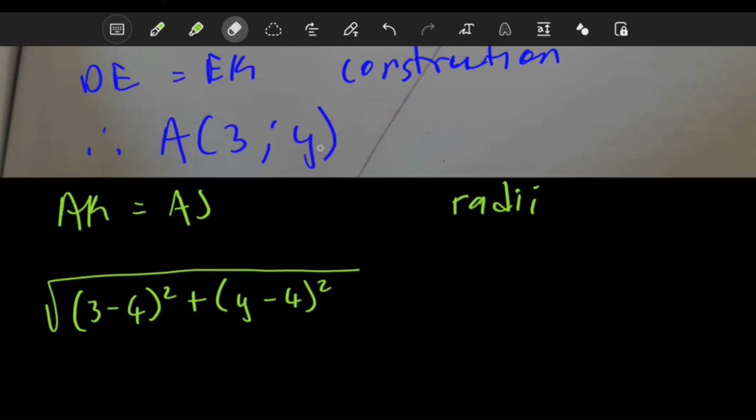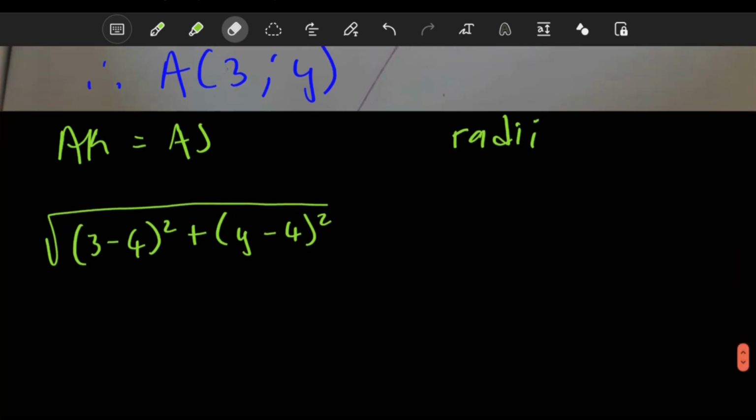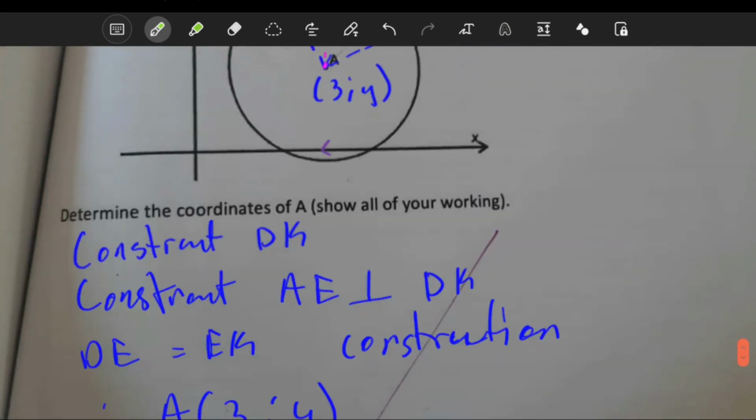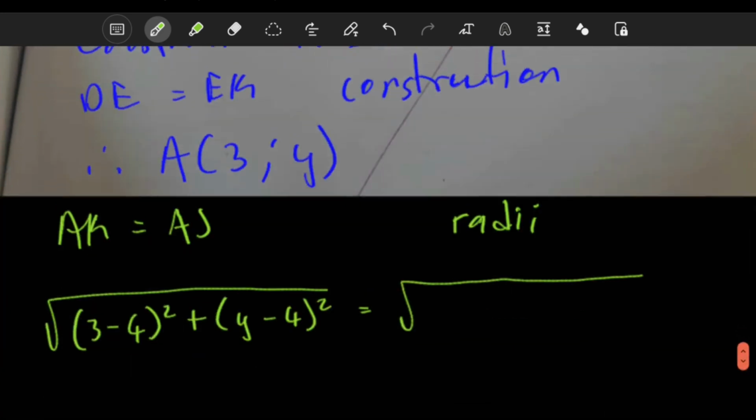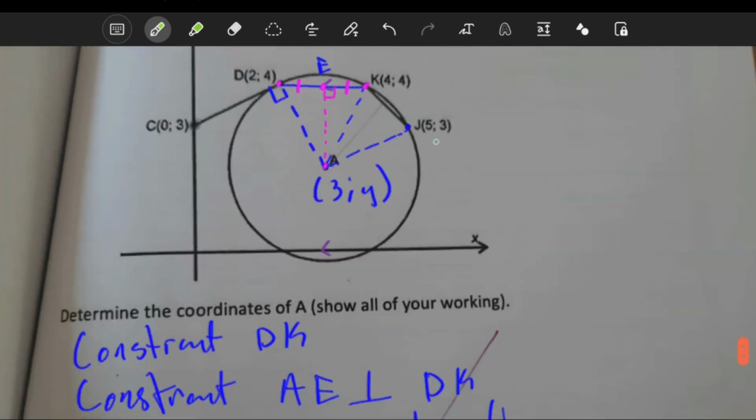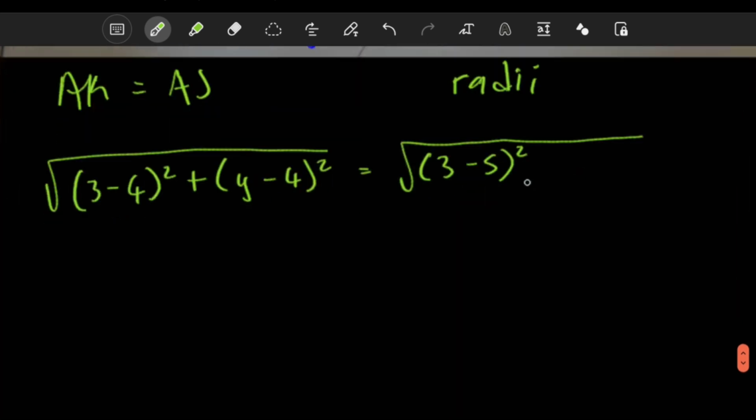Let's see here, let's go back, let's do that. So this is equal to the square root of AJ. Where is AJ? So it's 3 minus 5 for that one, 3 minus 5 squared, and then this one is y minus 3, squared. There we go.